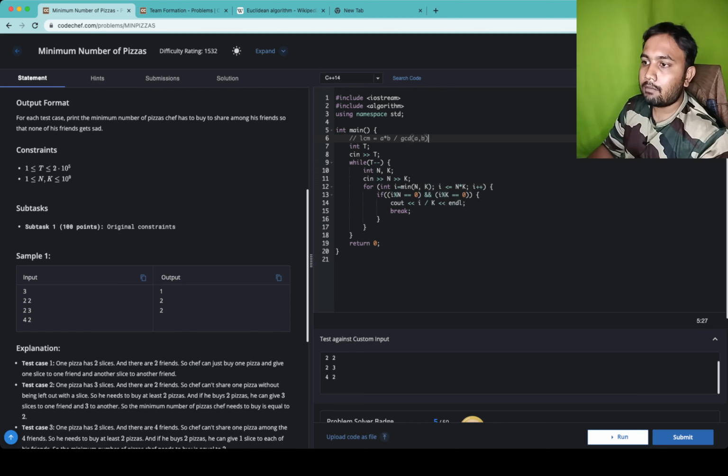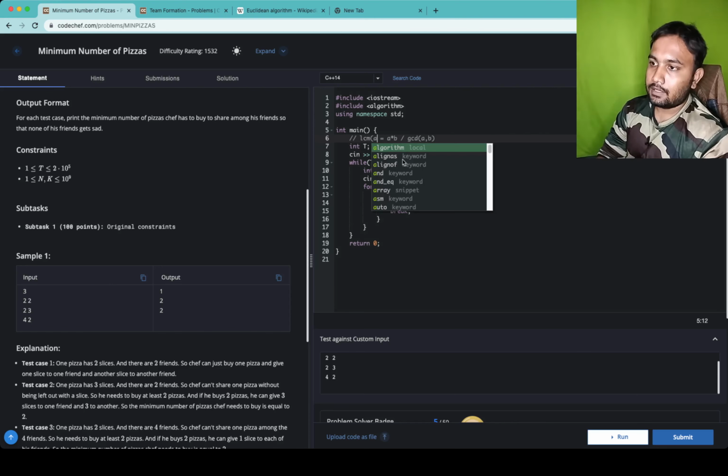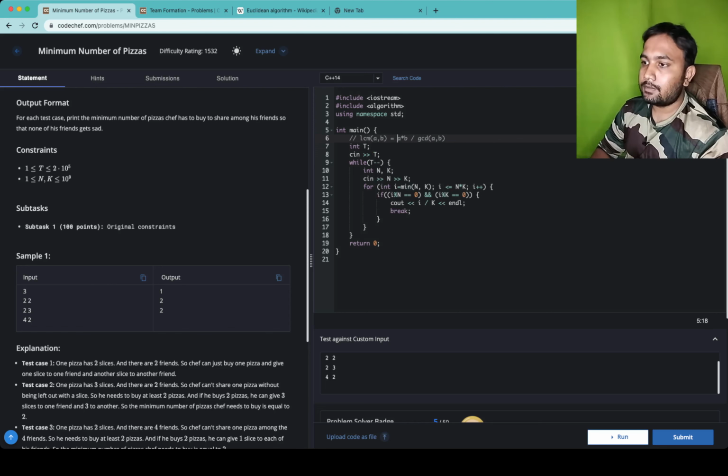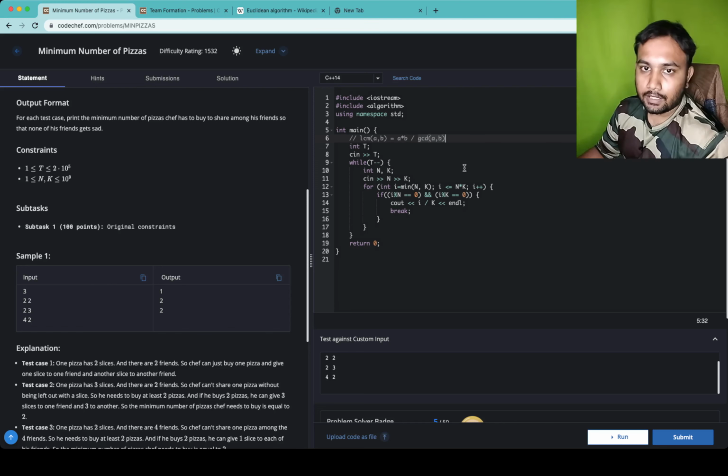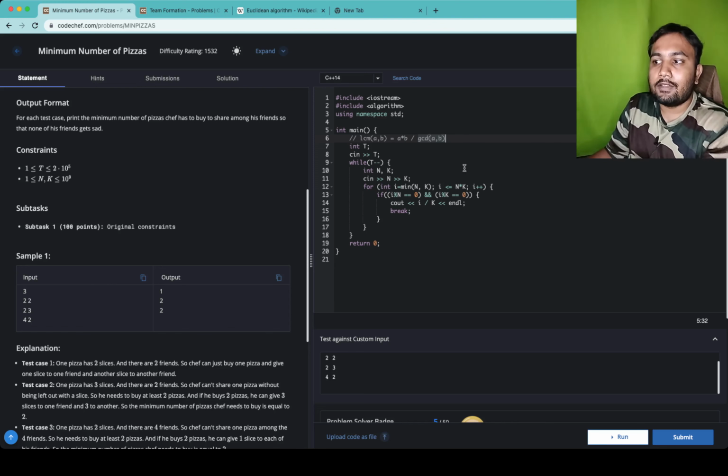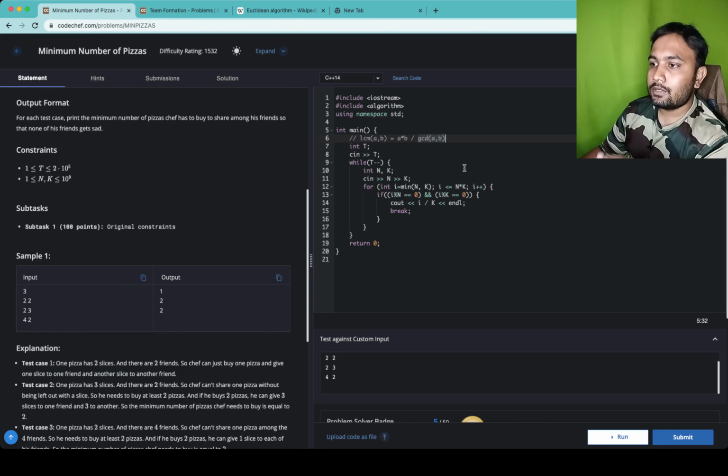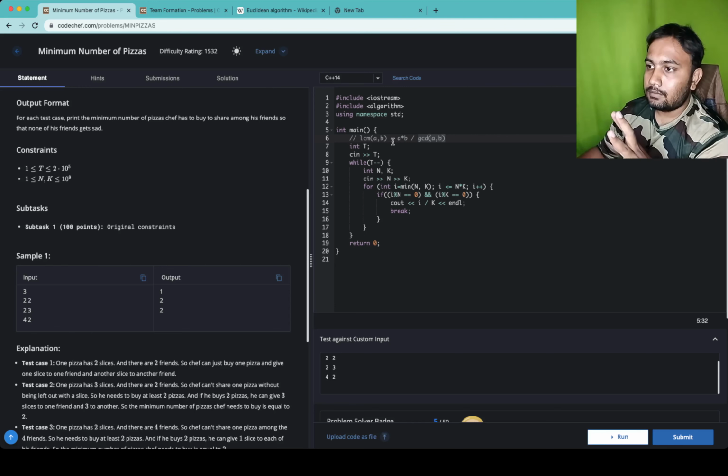A times B divided by their GCD of A comma B. This is simple mathematics of roughly 9th and 10th class: LCM and GCD multiplied together give the product of those two numbers. So if you multiply GCD with the LCM of A comma B, then you will get A times B, right? So LCM times GCD is equal to A times B. So if we know the GCD of A comma B very fast, then we can calculate the LCM as fast as the GCD. So that's the idea.